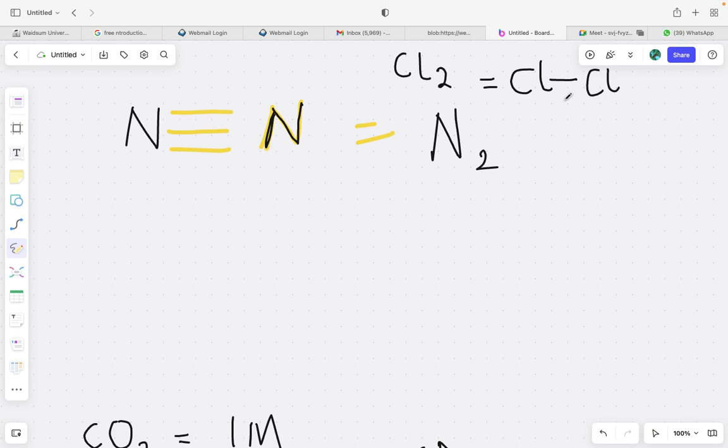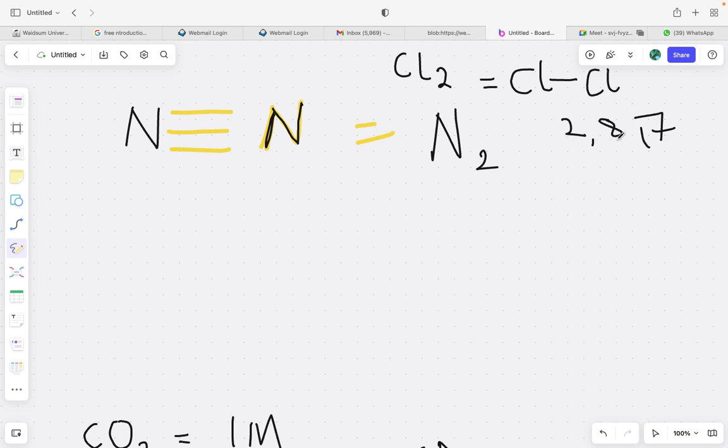You know, for chlorine, they're looking for one electron. The atomic number of chlorine is 17. If you do the electronic configuration, the first shell has 2 electrons, the second shell has 8 electrons, the third shell should have 8. It's looking for 1 electron to complete 8, are you with me? So it will have only single bonding.